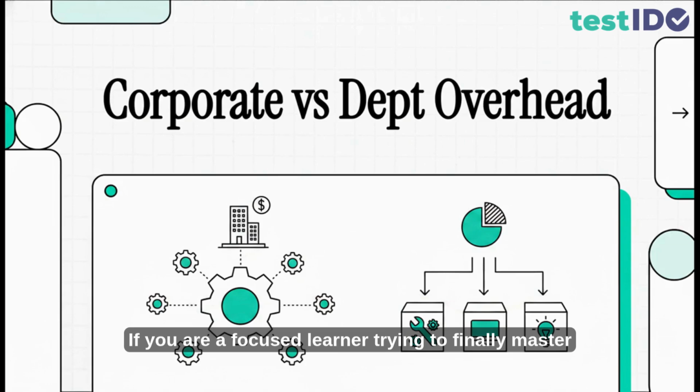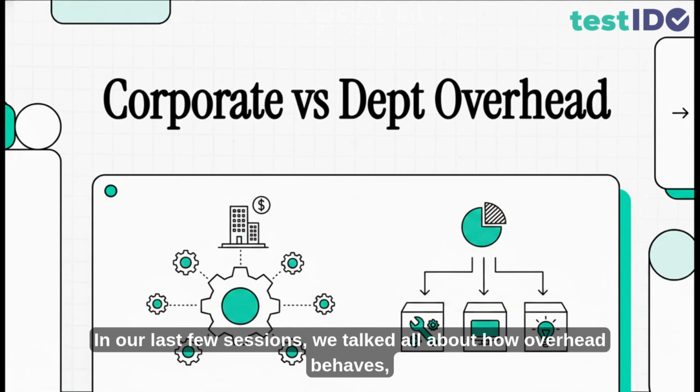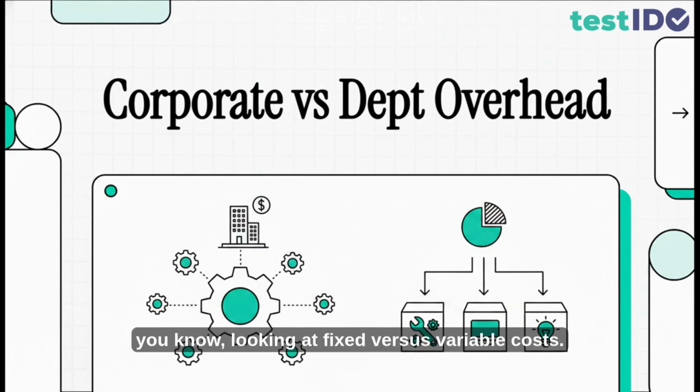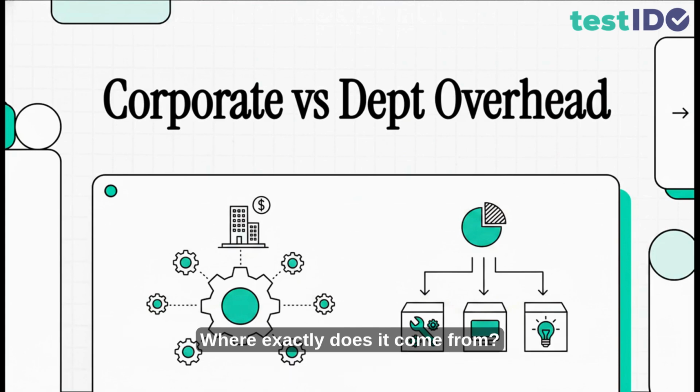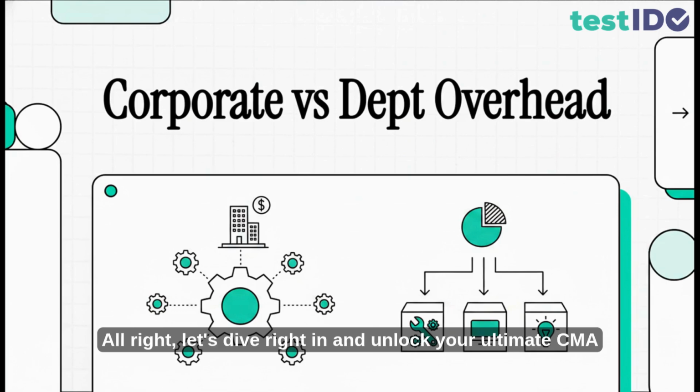If you are a focused learner trying to finally master the ins and outs of indirect costs, you are in exactly the right place. In our last few sessions, we talked all about how overhead behaves, looking at fixed versus variable costs. But today we're flipping the script. We're looking at overhead from a completely different, highly testable angle. Where exactly does it come from? And ultimately, who is actually responsible for it? All right, let's dive right in and unlock your ultimate CMA exam guide for overhead allocation and accountability.